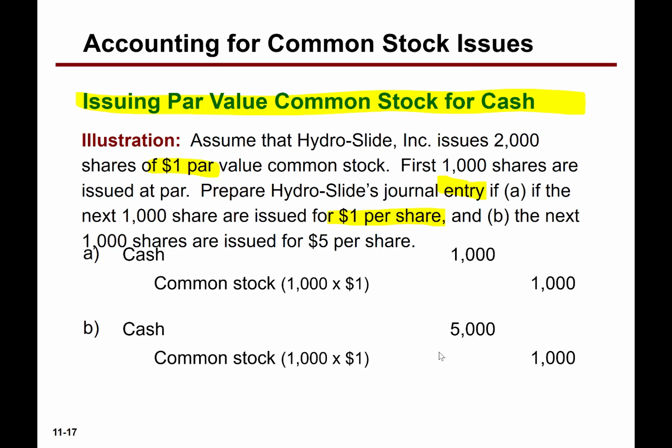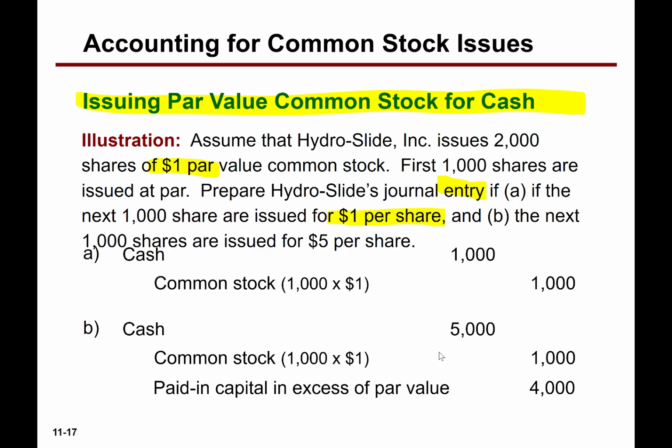What's the difference between 5 and 1? 4 for 1,000 shares. That goes into the account with the longest name in the world and also the most descriptive, which is additional paid-in capital in excess of par. Isn't that exactly what it is? If you're waiting for deeper meaning, stop. We just take the extra and put it in that account.